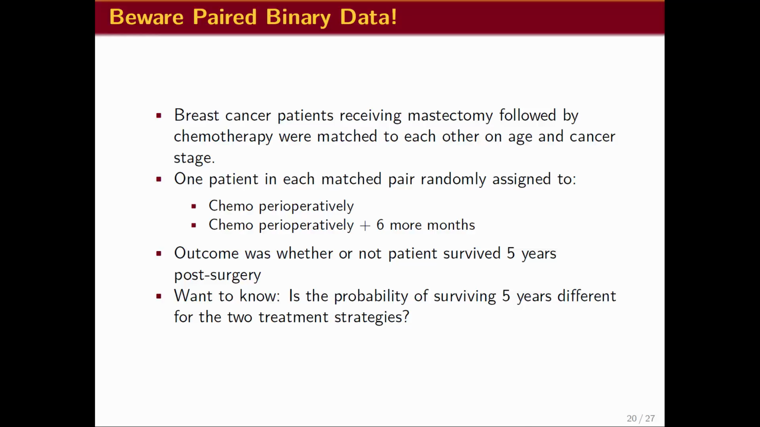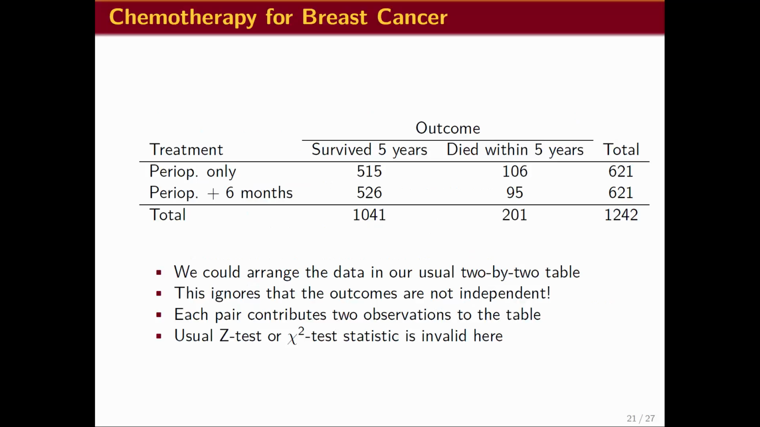The outcome is whether or not the patient survived 5 years after surgery, and we want to know whether the probability of surviving 5 years is different between the two treatment strategies. Okay, so it sounds like something that we would like to be able to assess using some kind of contingency table, but when we arrange the data in a 2x2 table, we'll see that it doesn't really correspond to what we'd like it to.